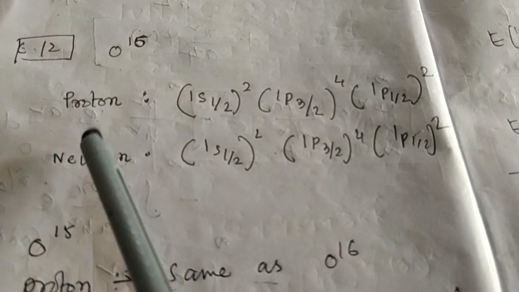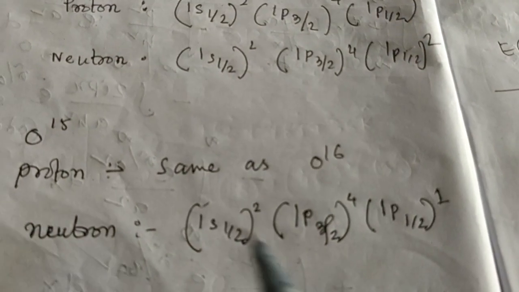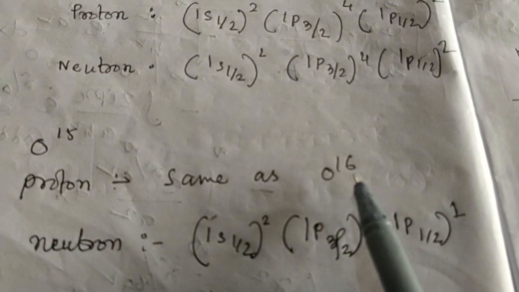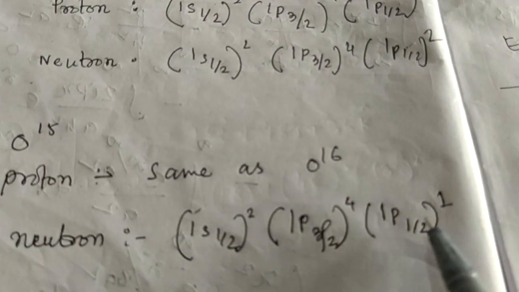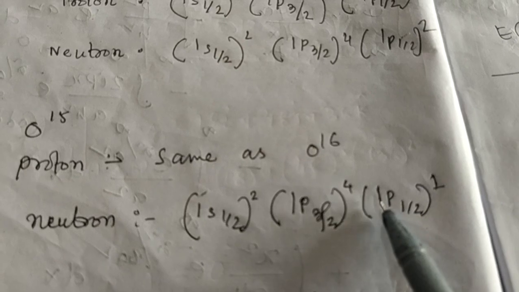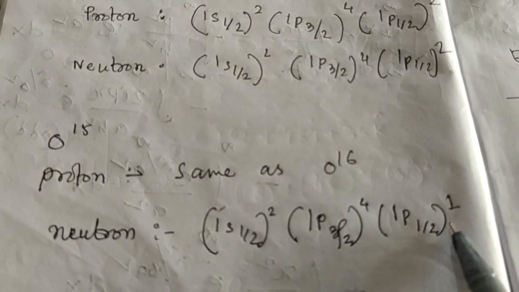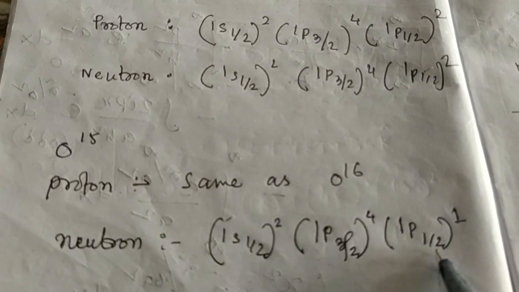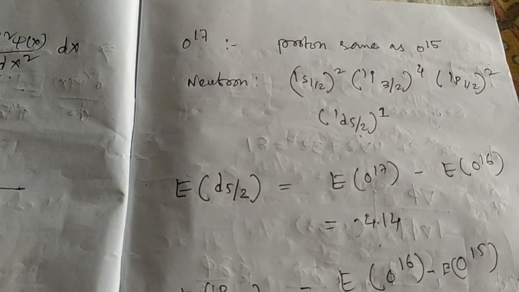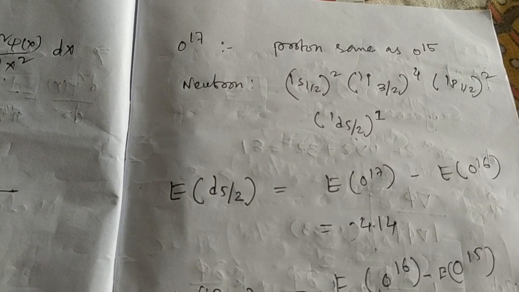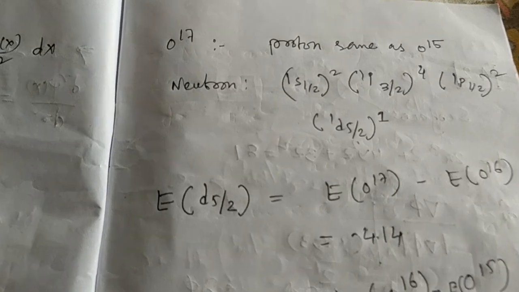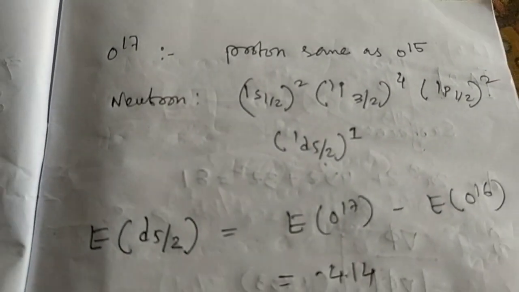And then O15. The proton configuration will be the same as O16, but for the neutron there is one less than in O16. This means there is a vacancy in the p1/2 orbital. And O17 has the same proton configuration as O15, and the neutron configuration has one extra neutron in the d5/2 orbital.